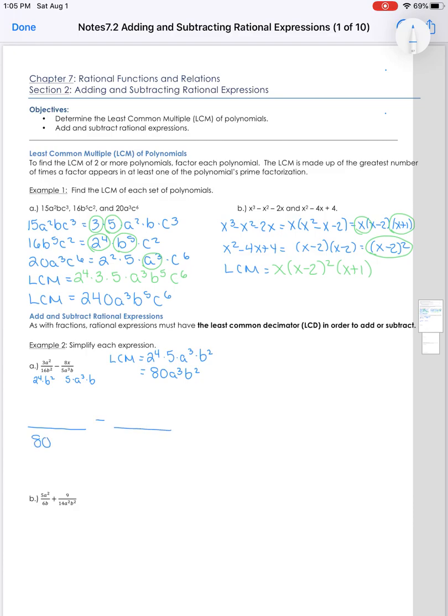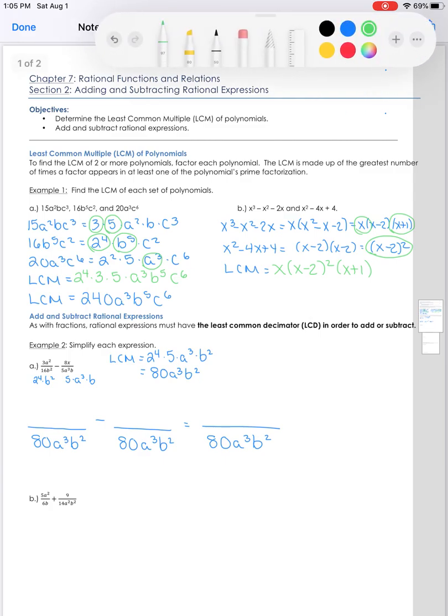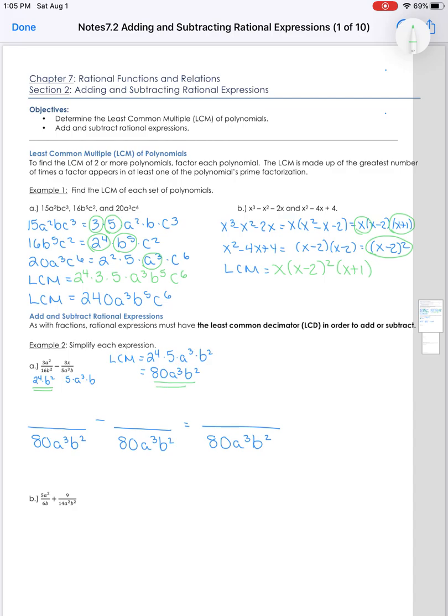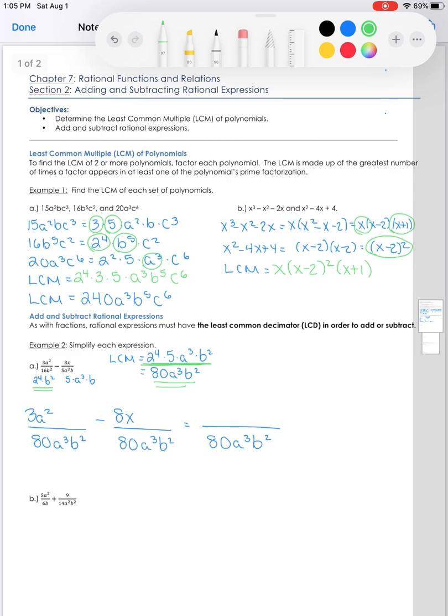Okay, so what I'm going to do is rewrite my two terms, and I know that I need 80 a to the third b squared in both of those denominators, because that is going to be my final denominator. So then what I do is I look at my original denominator for each one and my LCM. To be honest though, I would look at the factored one in terms of the prime factorization because it's easier. And you say to yourself, all right, well, first of all, I originally had 3a squared and I originally had 8x. Now I have to say, what's missing?